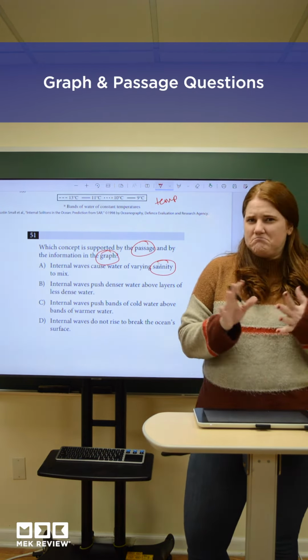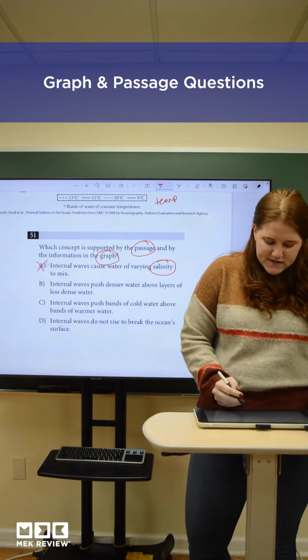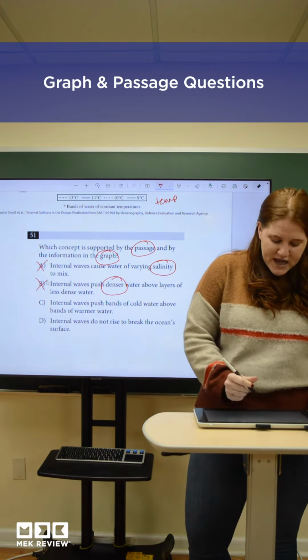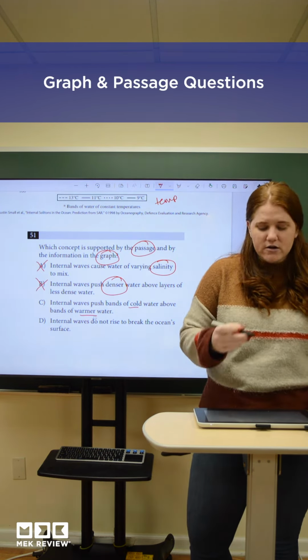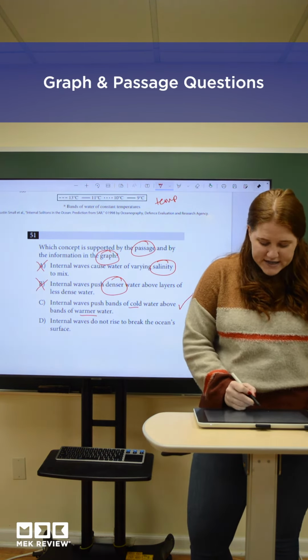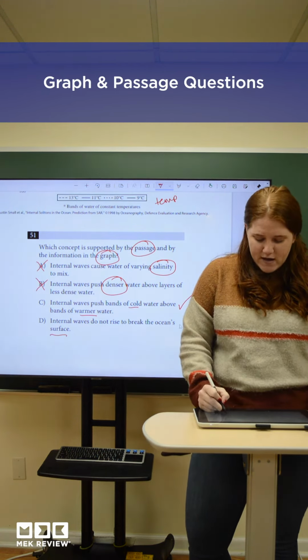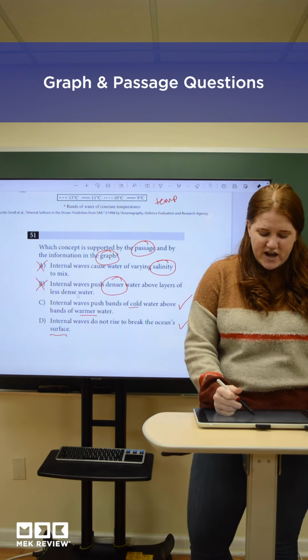mentions salinity. Nothing in the graph about that. I can see that B mentions density. Nothing in the graph about that. C talks about cold and warm water. Okay, we were measuring temperature. D talks about breaking the ocean's surface. Okay, we were talking about depth. And then all I have to do is check these two.